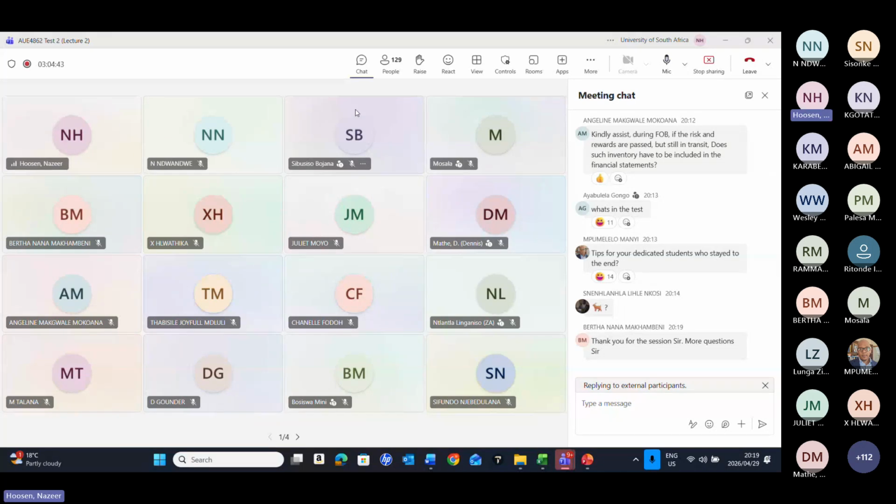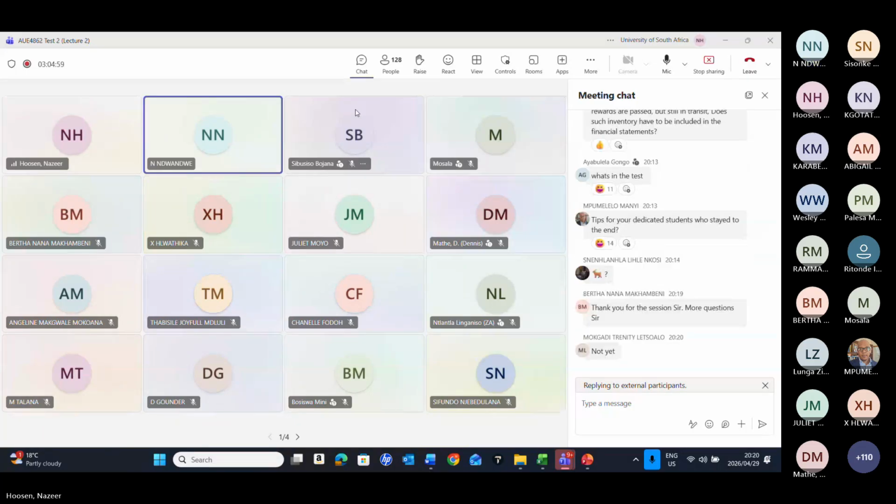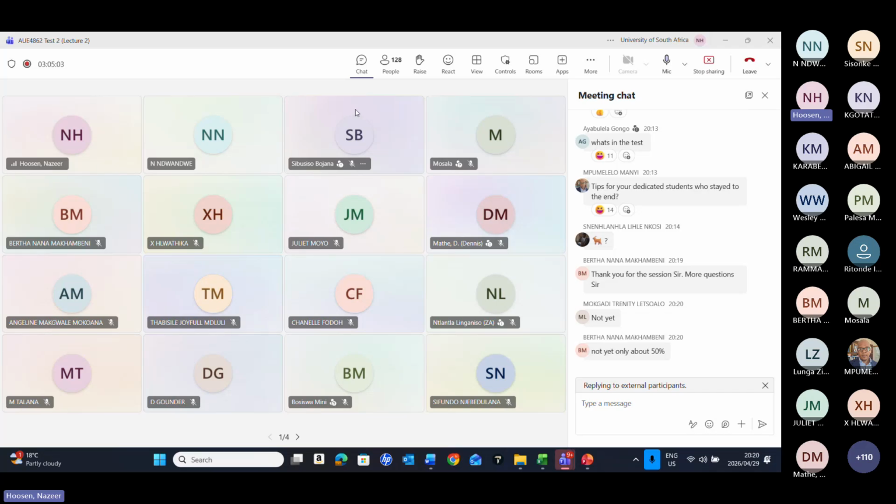Has anybody completed all of the self-assessment questions as yet and marked them? No, we're still busy and we mix them with the IAC. Okay, great. So as long as everybody is in progress, complete them.